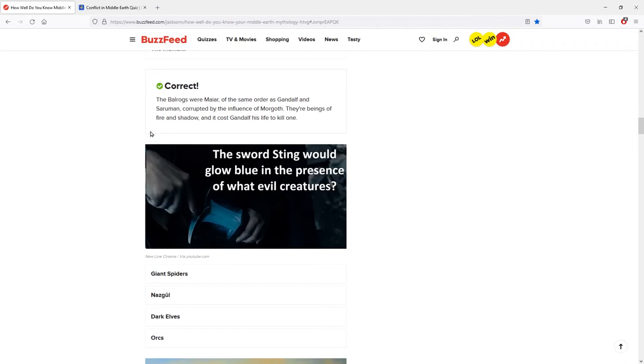I didn't know that. Corrupted by the influence of Morgoth. They are beings of fire and shadow, and it cost Gandalf his life to kill one.